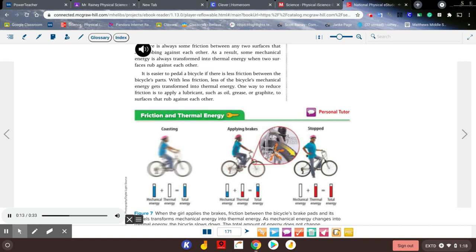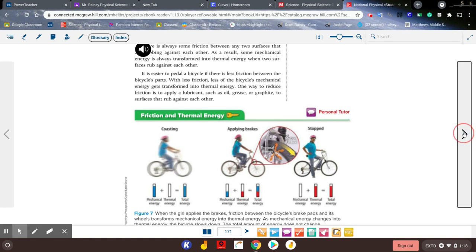It is easier to pedal a bicycle if there is less friction between the bicycle's parts. With less friction, less of the bicycle's mechanical energy gets transformed into thermal energy. One way to reduce friction is to apply a lubricant, such as oil, grease, or graphite, to surfaces that rub against each other.